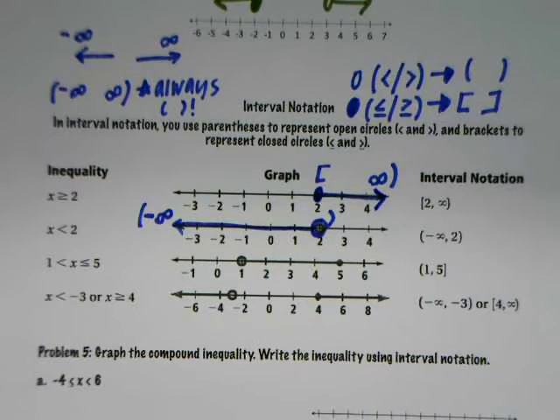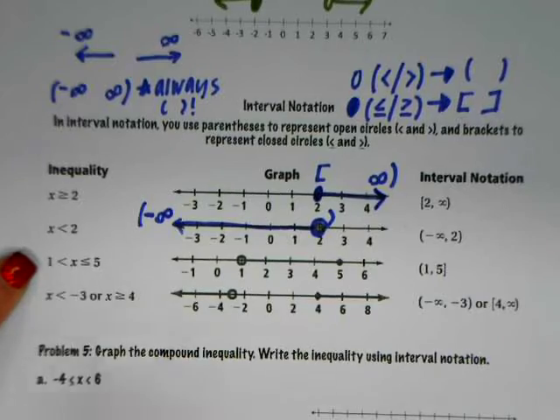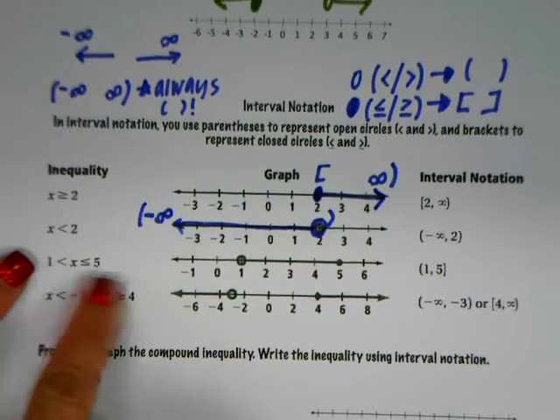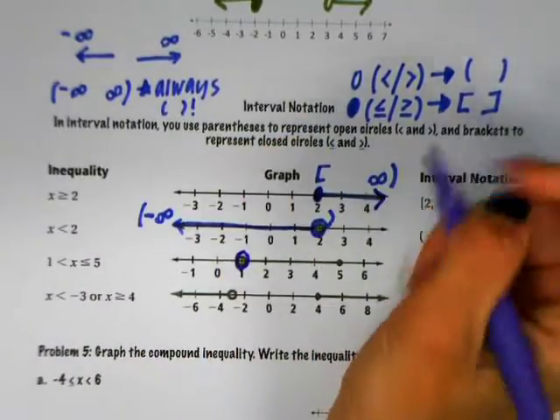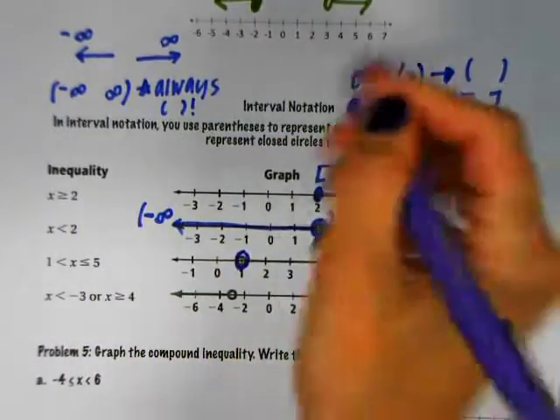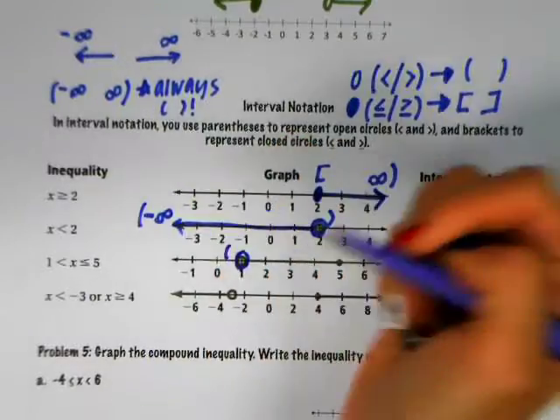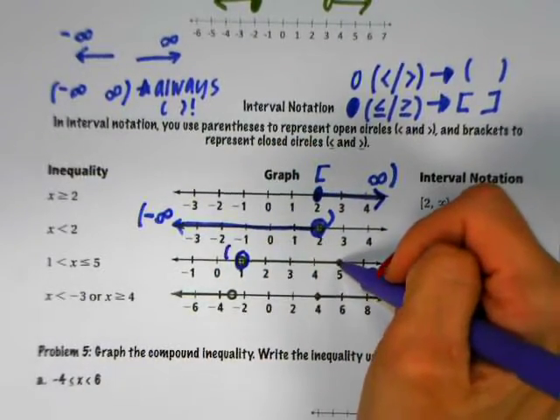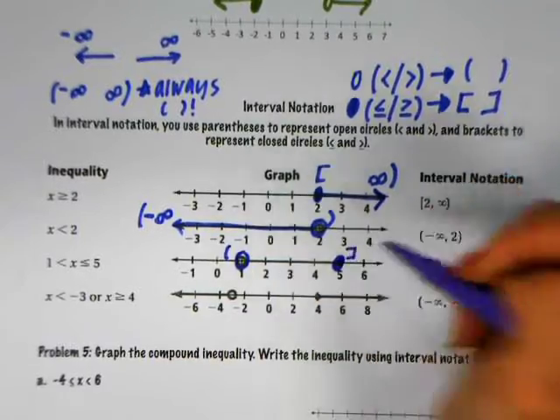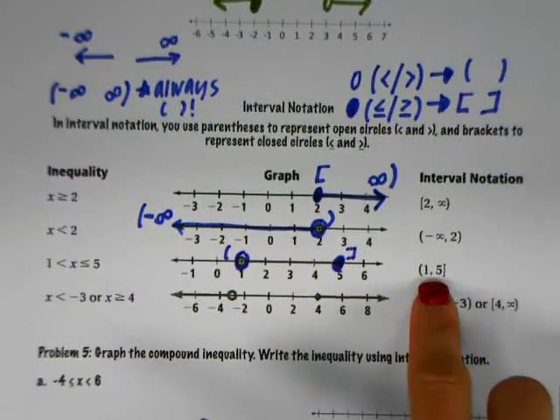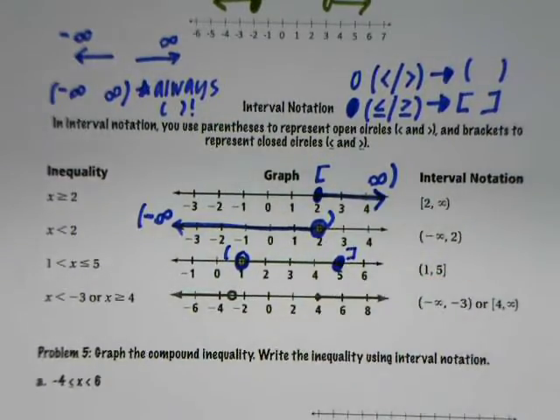Okay? So now our 2 compound ones. This one's an "and" compound, so it's between 2 values. It's starting at what number? 1, and it's open, so parenthesis or bracket? Parenthesis. Ending at what number? 5, equal to, so which one? Bracket. Yep, so that's how that was made. There's no infinities because there's no arrows. It's contained between 2 numbers.